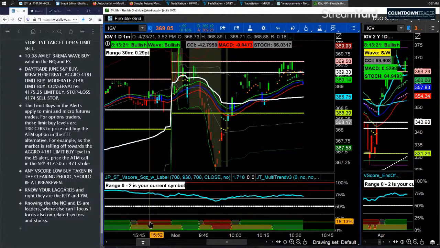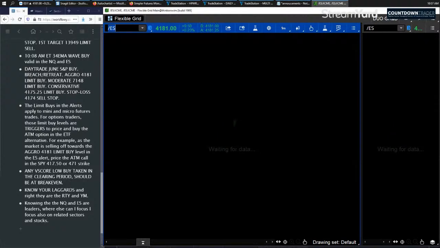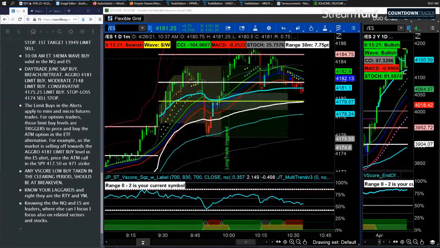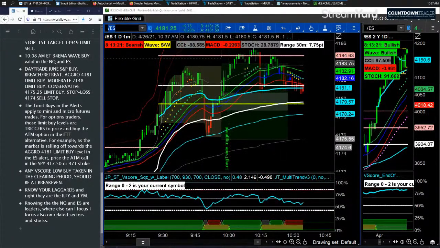All right, let's see. I'm just trying to take a quick scan to make sure I'm not missing anything that I want set up. 4181 is hitting again on the ES, gang. 4181 is hitting again on ES. And those V-score lows, to get all four of those V-score lows hitting today, that was just crazy.